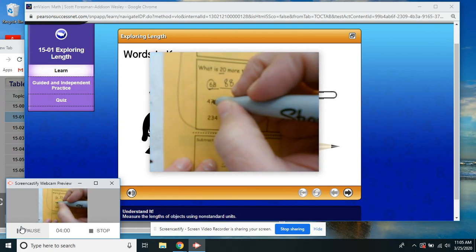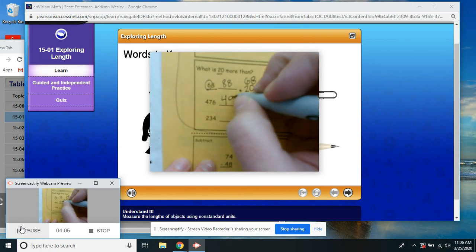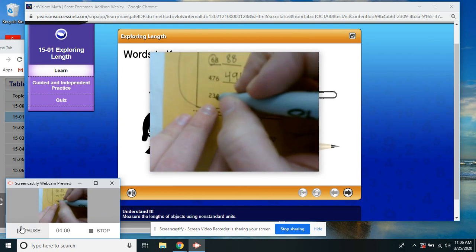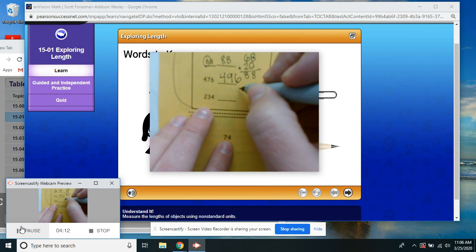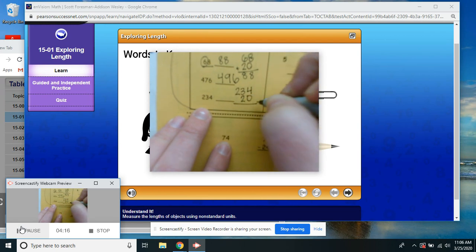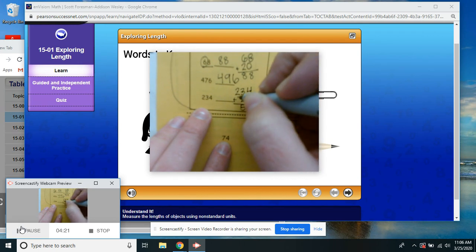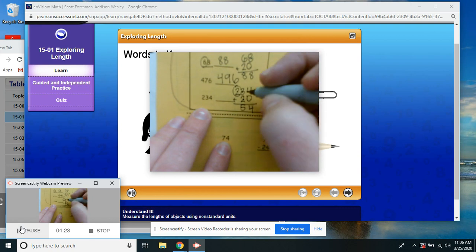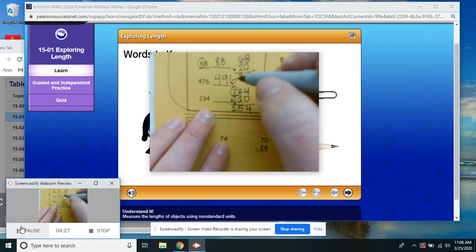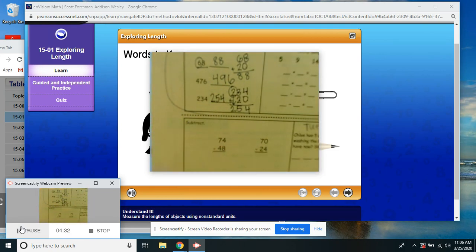All right, 476 plus 20 more will be 496. 234 plus 20 more. Remember, if I do not remember, stack it up. 234 plus 20. 4 plus 0 is 4. 3 plus 2 is 5. What do I do with this 2 again? Just bring it down. Bring it down now is what I tell my class. So my answer is 254.